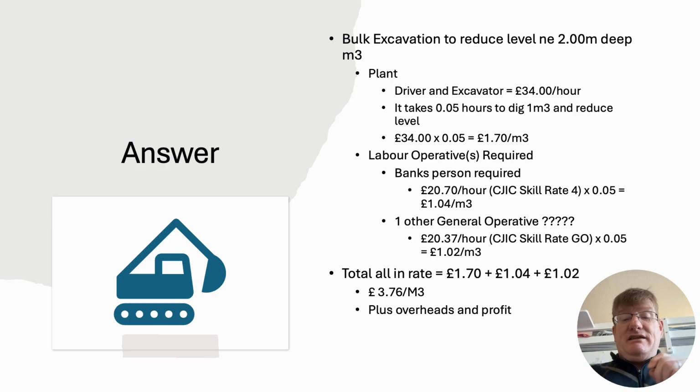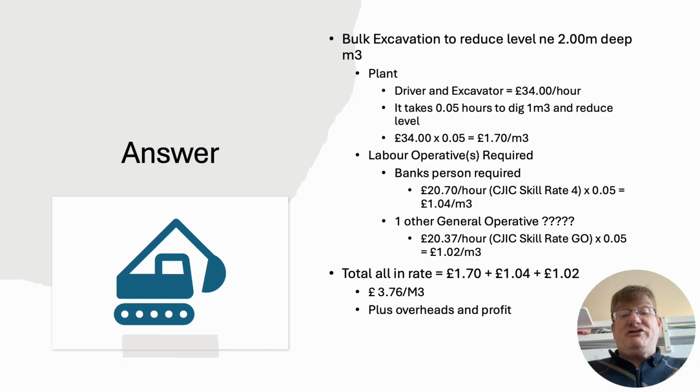So again, my plant is £34 an hour. The driver and the excavator is not going to change. This time is quicker because we're not just covering 6 inches, 150 mil, of topsoil. We're going much deeper, so now we can actually use the excavator in a much more ergonomic way. Much quicker, so it's only going to take us 0.05 hours. I've based that on some old data that I've got regarding time and motion studies. And then 34 times 0.05 gives me £1.70 per metre cubed.